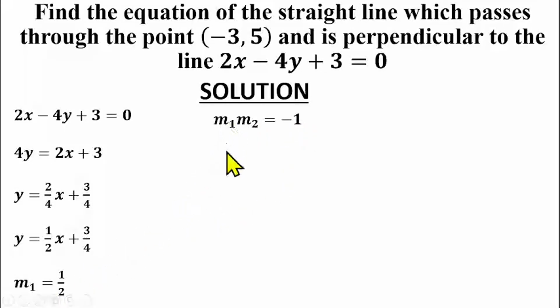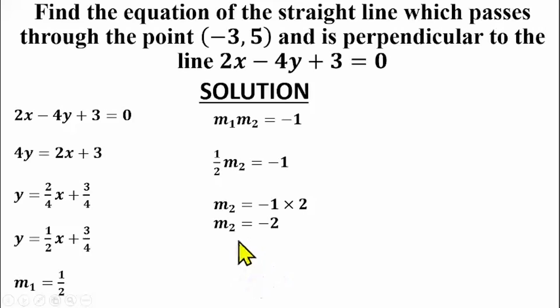Our m1 is 1 over 2. If you put that here, you have 1 over 2 times m2 equals minus 1. So we can use that to find our m2, which is the gradient of the equation we are looking for. You can cross multiply here, or multiply through by 2. So m2 equals minus 1 times 2, which gives us minus 2. So the gradient of this straight line is minus 2.